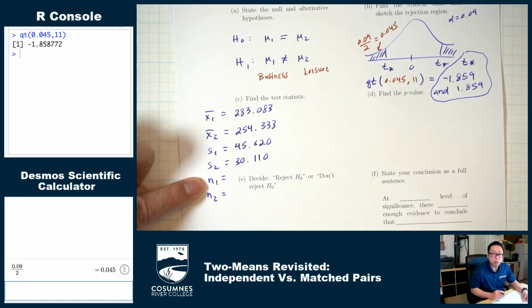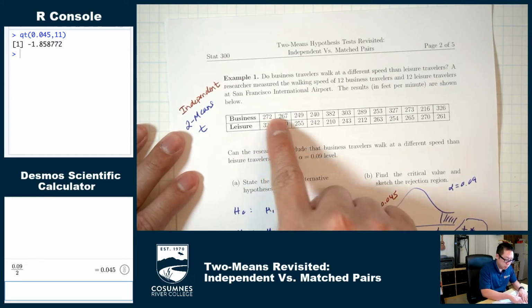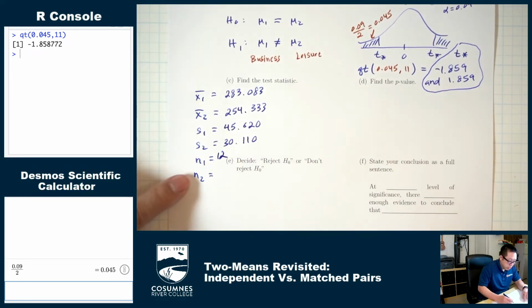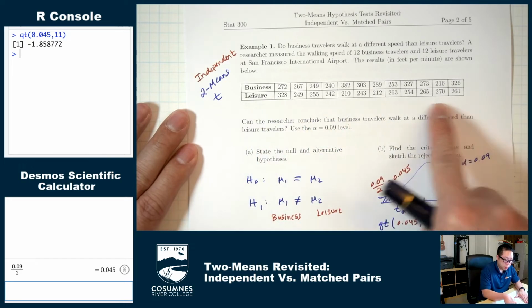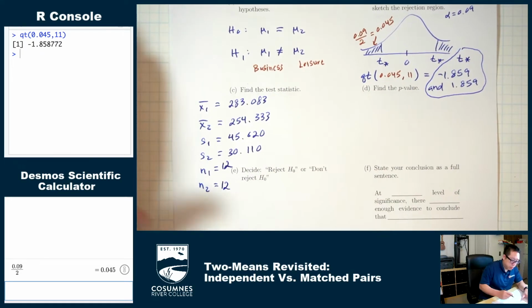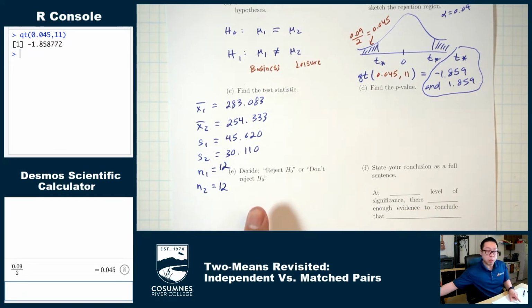N1, sample size for my business. There's 12 numbers, so it's going to be 12. N2, sample size for leisure. Same thing, also 12 numbers, that's 12. Now we're going to enter these numbers into the formula for T.